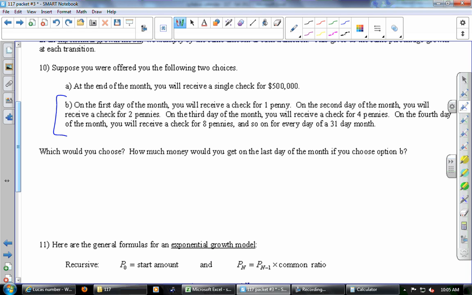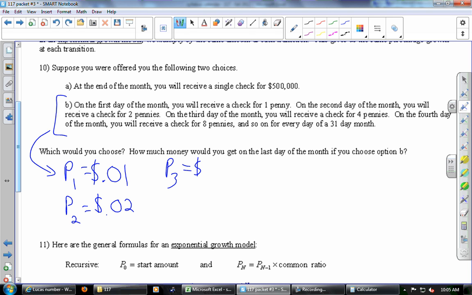So I'm going to call P1 the amount of money on the first day and P2 on the second day. So how much money do we get on the first day? It's 1 penny. So I'm going to write that as $0.01, okay? And then P2 is how much? 2 pennies, so $0.02. And we'll write one more of these, and then we'll be tired of writing them. How much on the third day? 4 pennies, right? So every day we get double what we got the previous day.